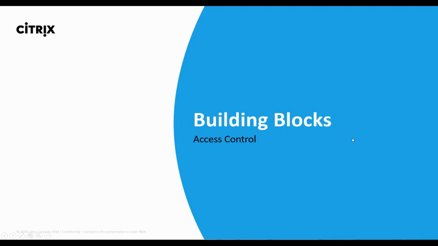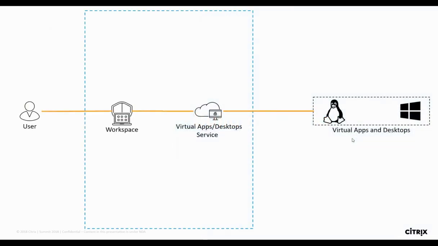Okay, the next step in our building block discussion is access control. So what exactly is access control? Conceptually, from our diagram, we have a user accessing Workspace, either using the Virtual Apps and Desktop service or site aggregation, but it's giving us access to Windows and Linux desktops and apps, virtual apps and desktops. So we've incorporated that into our environment.